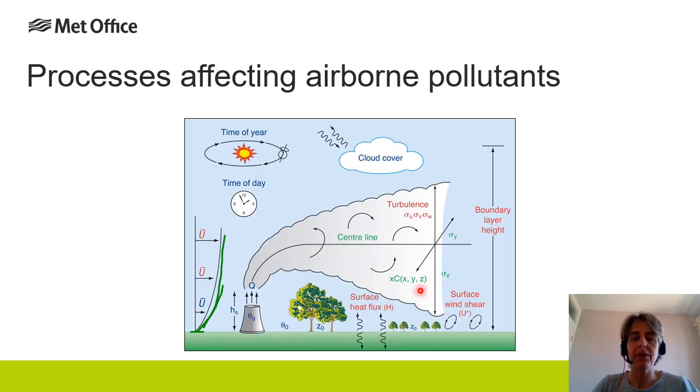The spread of the plume is dependent on the turbulence, and this takes on two different forms. Firstly, mechanical turbulence caused by the wind blowing over a rough surface. And secondly, convective turbulence, which determines the height of the boundary layer and will depend on the time of year, the amount of sunshine and cloud cover.